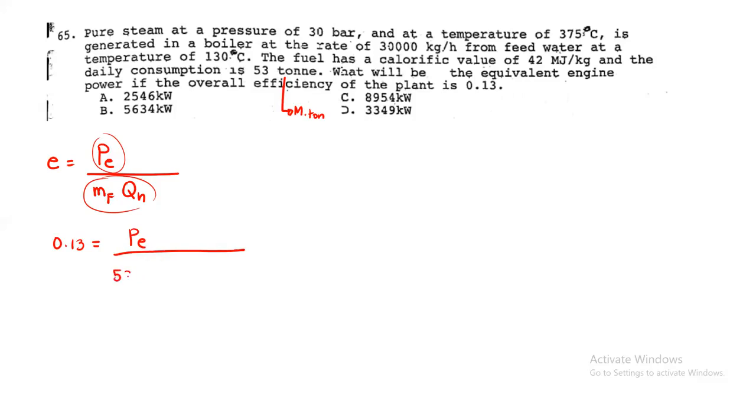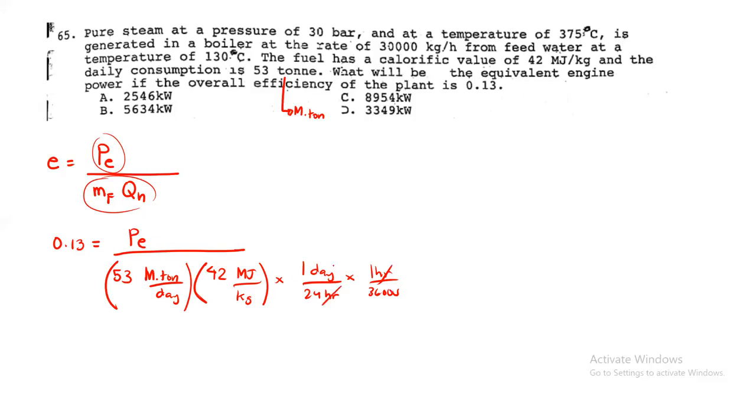So, 53 metric tons. So, daily consumption, ibig sabihin per day yan. So, 53 metric tons per day. Then ilan yung mass ng fuel or yung heating value ng fuel or yung tatawag natin calorific value, 42 megajoules per kilogram. So i-convert lang natin to. So times 1 day per 24 hours, times 1 hour per 3,600 seconds. Answer si day. Then 1,000 kilograms per metric ton.